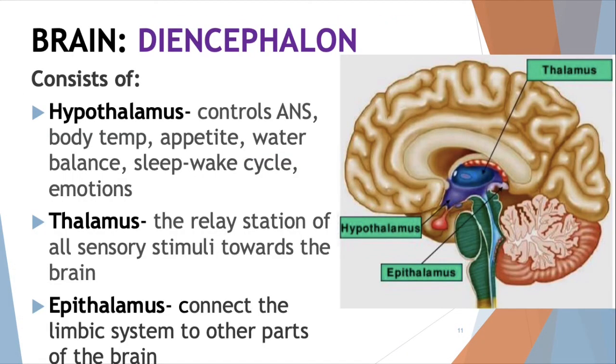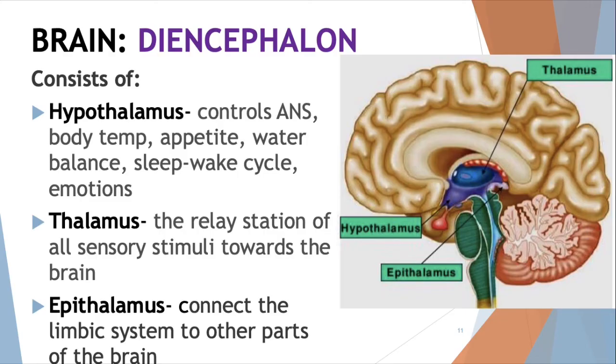The diencephalon consists of hypothalamus, thalamus, and epithalamus. Okay. When we say hypothalamus, it controls the ANS. When we say ANS, it is the autonomic nervous system. When we say autonomic, again, it is involuntary. Could either be sympathetic or parasympathetic. Can you still remember? Okay. The hypothalamus controls the ANS, the body temperature, the appetite, the water balance, the sleep-wake cycle, and also the emotions.